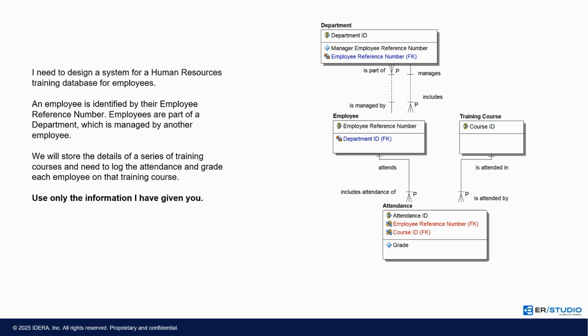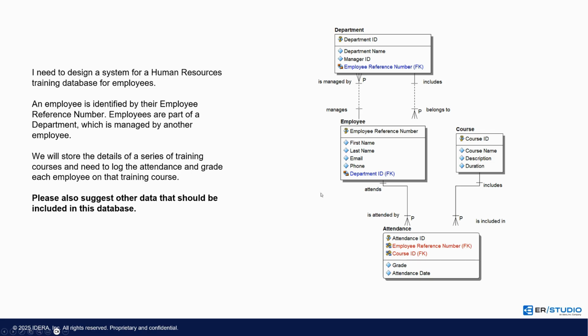The AI can be really useful, and it can suggest extra information to put into the model. You can actually provide a statement in your text, such as use only the information I've given you, or you can ask it to suggest extra data. As you can see here, I've got extra attributes.